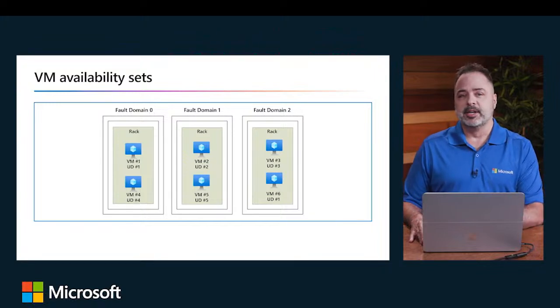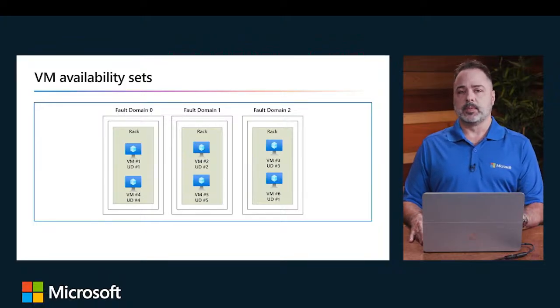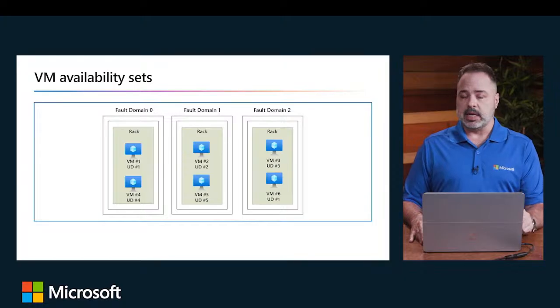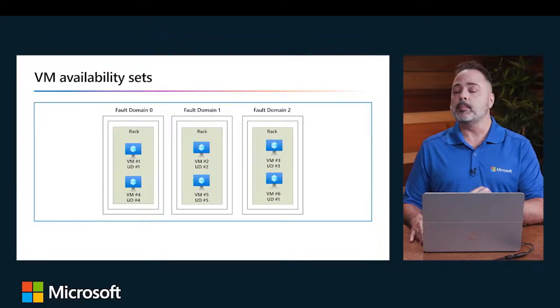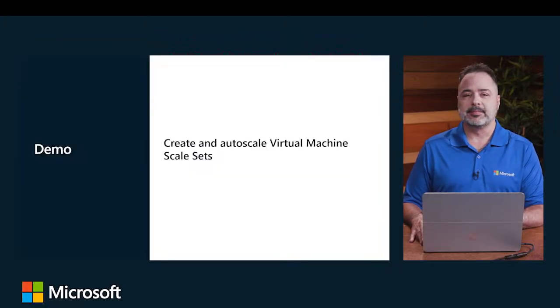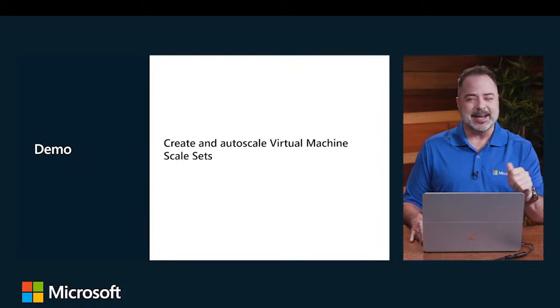Fault domains, on the other hand, group virtual machines based on common power and networking. This protects your VMs from hardware failures, since VMs in different fault domains are placed in different racks, each with its own power and network resources. By using availability sets, you can ensure that your applications are resilient and can withstand both planned and unplanned outages. Let's take a closer look at virtual machine scale sets with a demo.